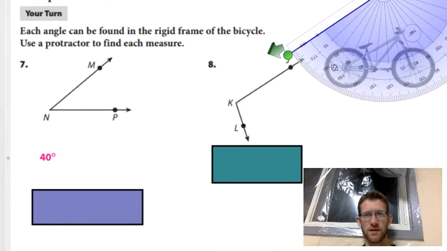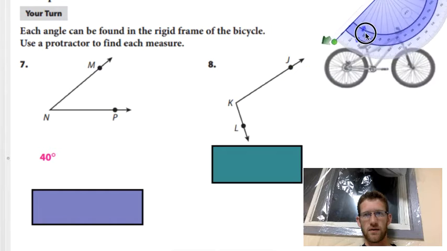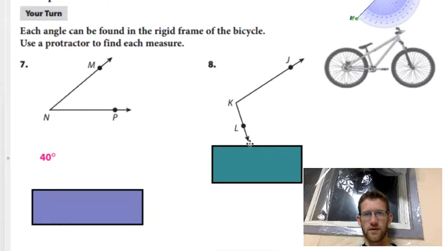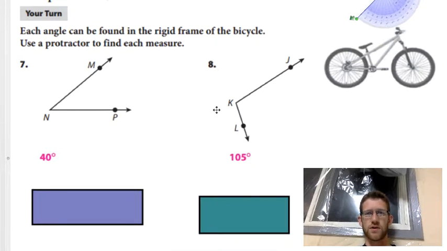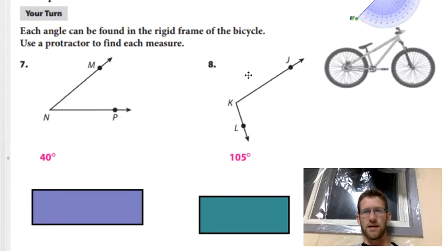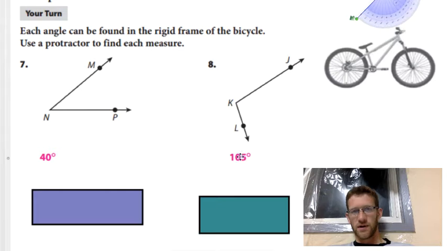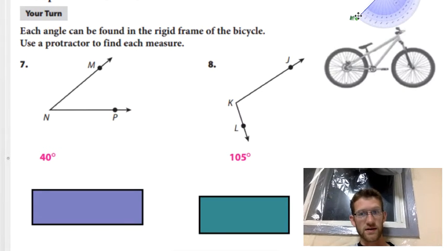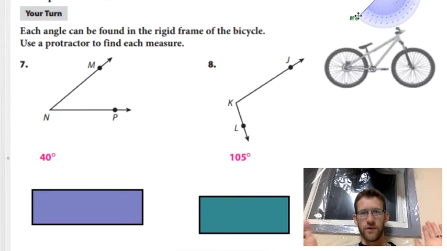You should be able to tell just at a glance whether or not an angle is greater than or less than 90. So if I look at this and go, oh, it's less than 90, then my answer should be less than 90. If I look at this and go, it's more than 90, then my answer should be more than 90. If you read the wrong side of the protractor, you'll get that mixed up.